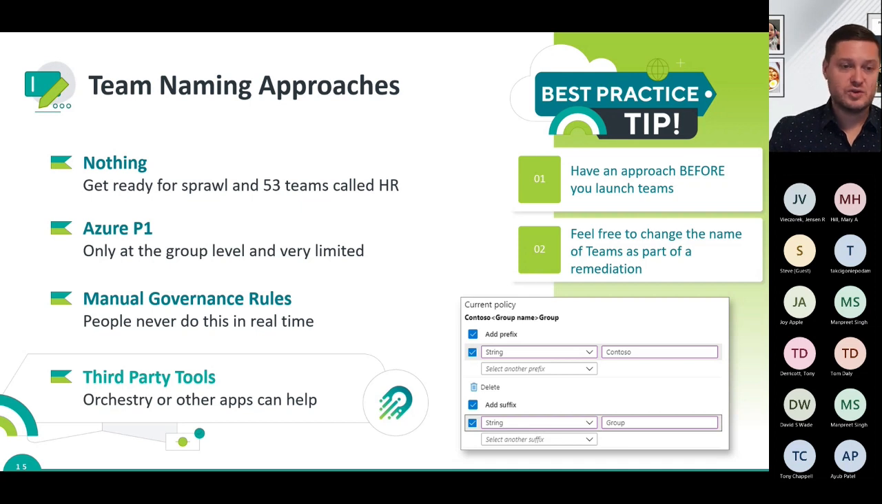The last thing that you can do is use third-party tools. So again, tools like Orchestra, there's a ton of Power Apps as well, which can kind of help the provisioning type of things, and you can have these naming policies as part of them tools themselves to make it really simple and really easy.